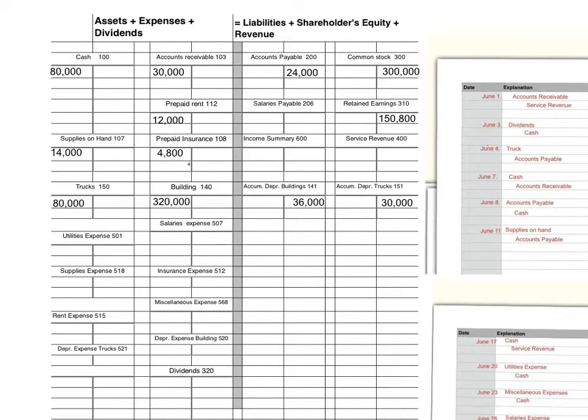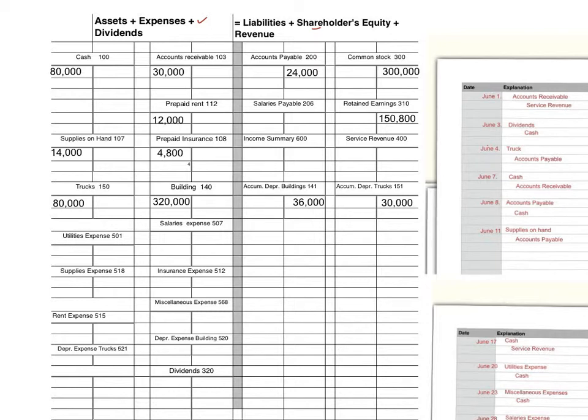Here we have the ledgers for Lopez Delivery, and I've set them up such that the assets and expenses are on the left-hand side and the liabilities, shareholders' equity and revenue are on the right-hand side. Now, these are T accounts: cash, account number 100, debit balance 80,000; accounts receivable, account number 103, debit balance 30,000; accounts payable, account number 200, credit balance 24,000, and so on.